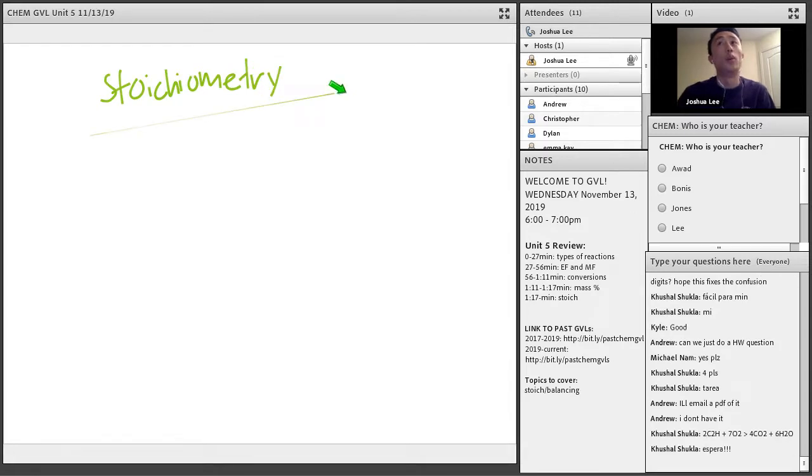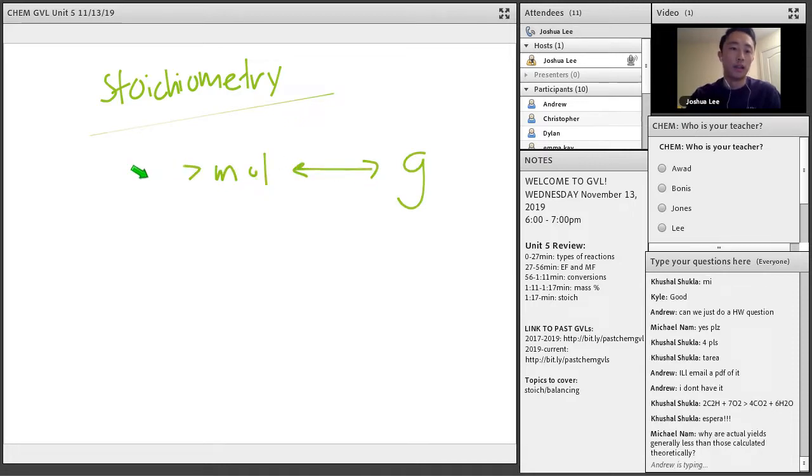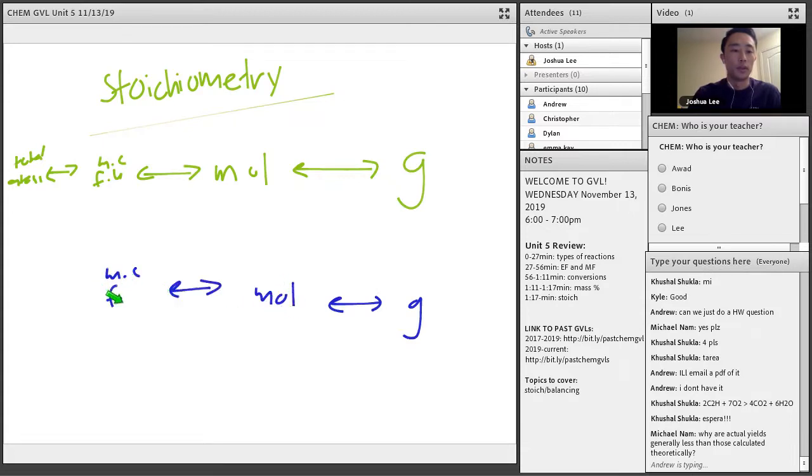Stoichiometry just helps you go from one substance to another substance using the mole ratio. So it's like going from grams to moles. You guys all know how to do that. And then there's molecules, formula units, and total atoms. So you guys know that. Then on the other street, there could be grams to moles, molecules, formula units, total atoms.